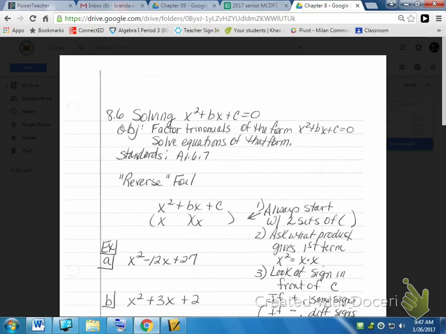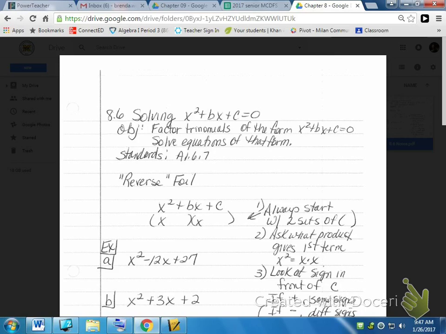So I call this reverse FOIL because we have spent time multiplying our binomials together using FOIL, and you get this trinomial when you do that. All right? So what we're going to do is take those trinomials and pull them back apart. We're going to undo our FOIL with that.